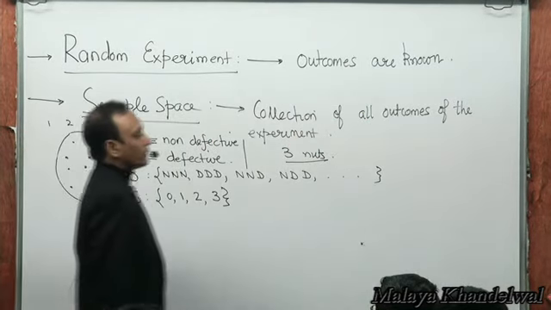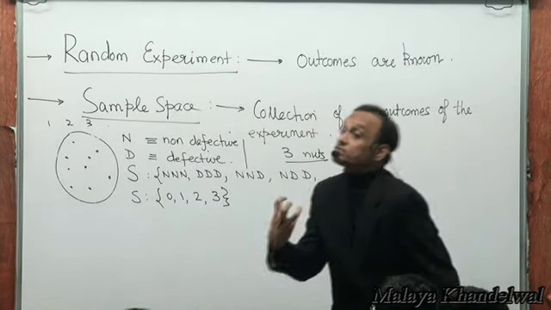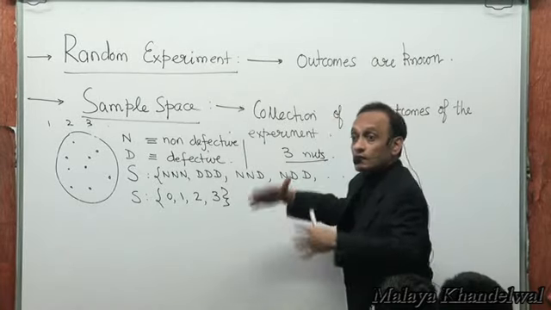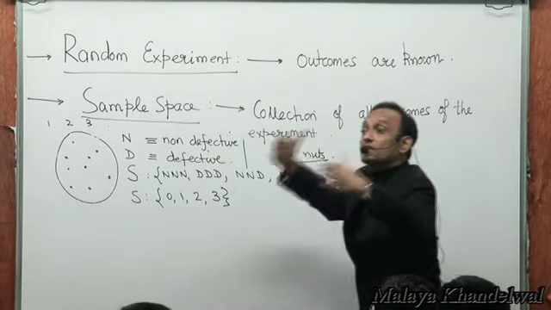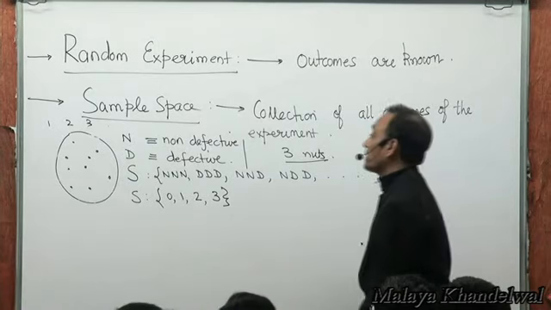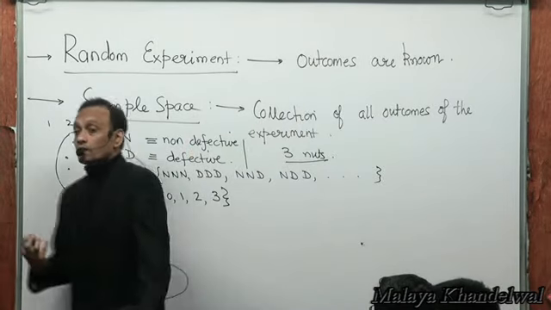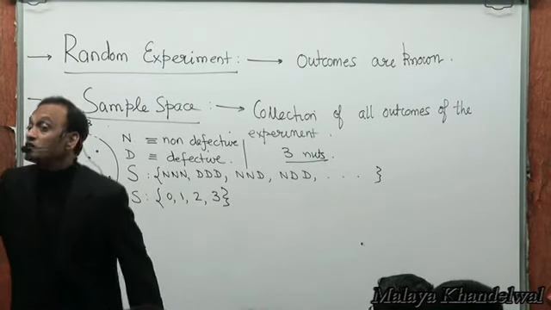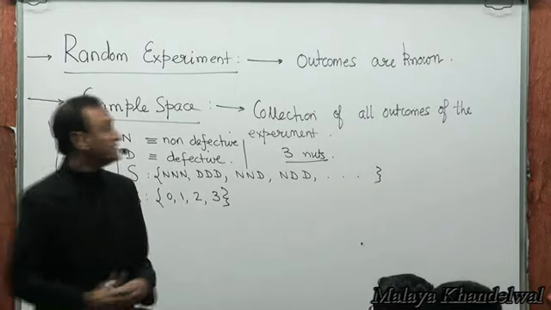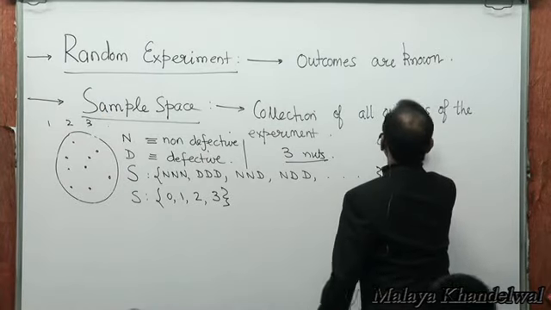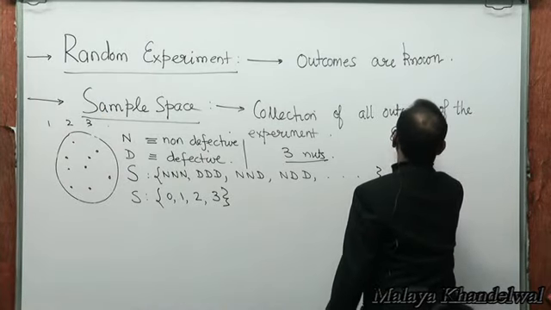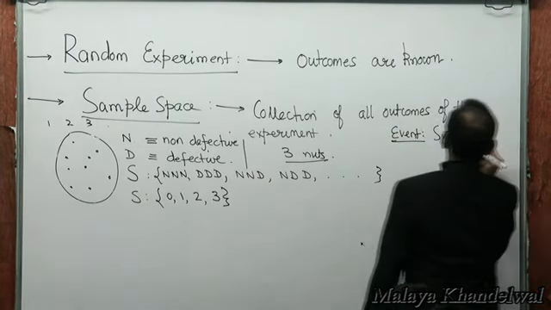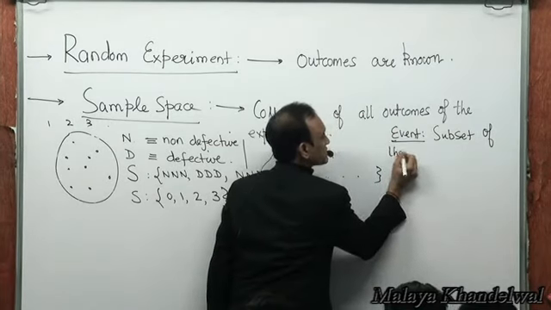Now, a subset of the sample space. This is a sample space, which is a consequence of an experiment. And a subset of the sample space is called an event. What's an event? An event is a subset of a sample space.